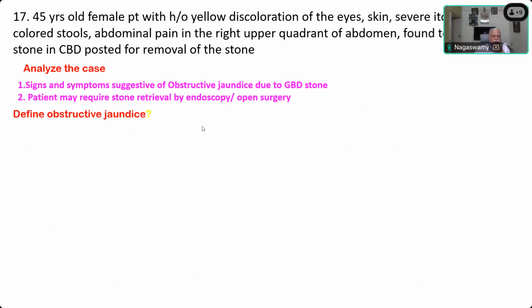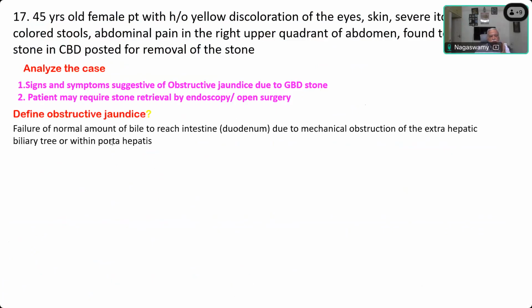So, what is the definition of obstructive jaundice? The question may start like this in the examination. How do you define obstructive jaundice? Sir, an increase in the level of direct conjugated bilirubin in the blood. That is, after the investigation only you can define whether it is obstructive or not.